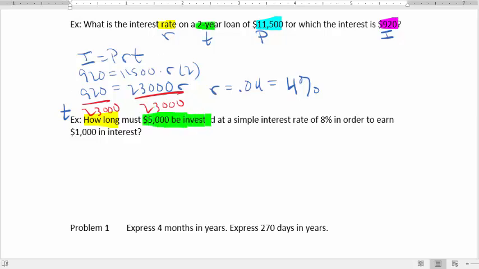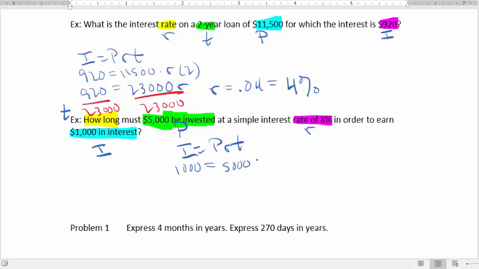Must $5,000 be invested? That's your principal, right? Your principal is the amount of the investment. The rate is 8%, so that's your R. And you want to earn $1,000 in interest, so the $1,000 is your I. So you again will just go I equal PRT and replace. 1,000 equals 5,000 times 0.08 times T, but in this case I'm trying to find the T.